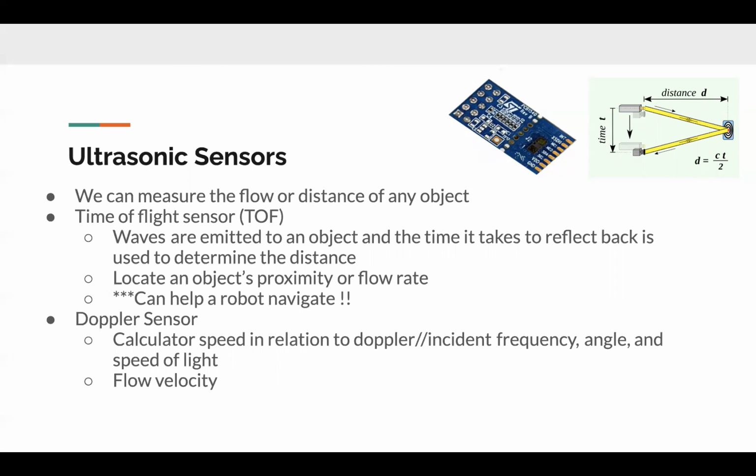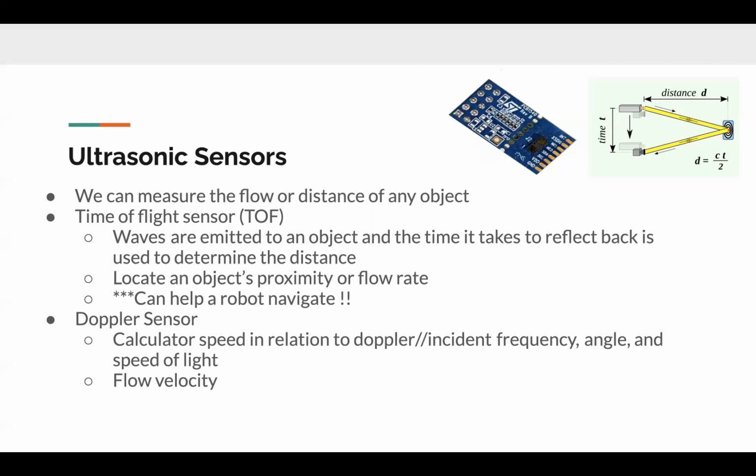But a time of flight sensor, which is the image on the left, basically emits waves in short pulses, and it hits the object that you're trying to detect, and then it reflects back. And the time that it takes to reflect back is used to determine the distance from the object. So let's say you have a small device and you want to know how far you are from a certain building. Obviously, you would need a very highly sensitive sensor for that.